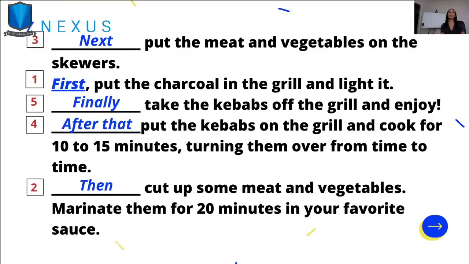So I'm going to try to read it in order, okay? The first one was number 3, then we have 1, 5, 4, and 2. And now we're going to read it in order to try to find the logic. So first, put the charcoal in the grill and light it. Then cut up some meat and vegetables, marinate them for 20 minutes in your favorite sauce. Next, put the meat and the vegetables on the skewers. After that, put the kebabs on the grill and cook for 10 to 15 minutes, turning them over from time to time. And finally, take the kebabs off the grill and enjoy.